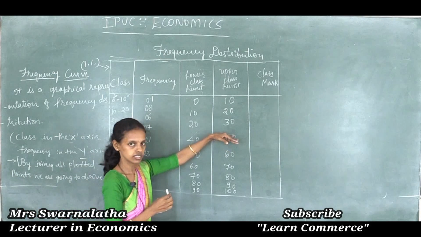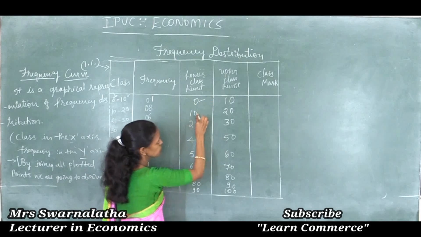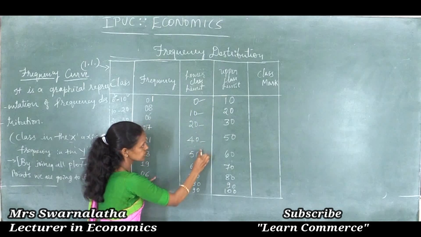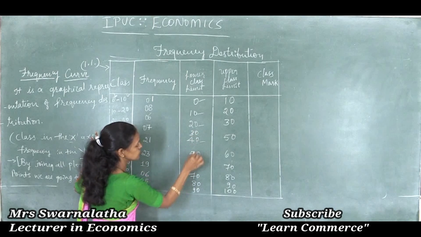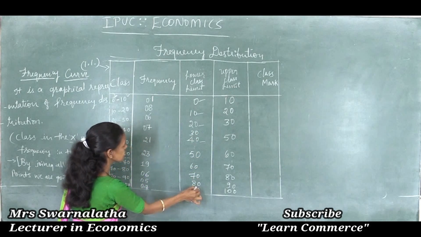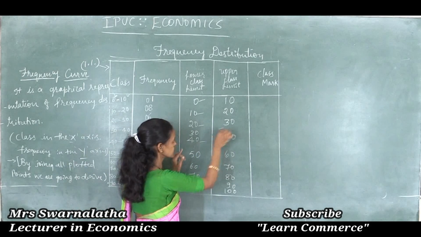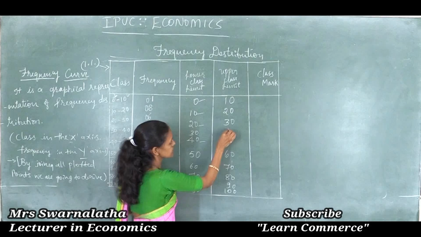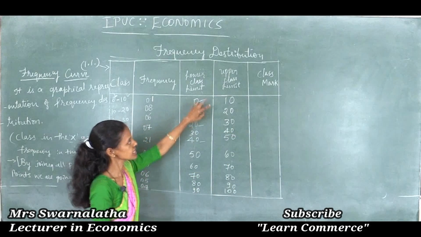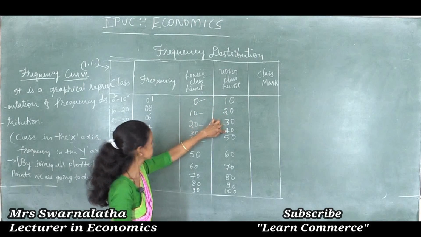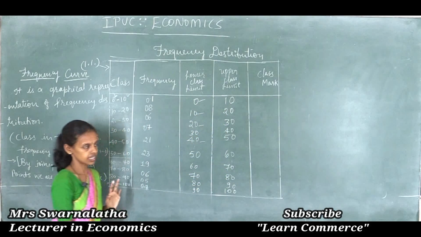See 0, 10, 20, then 30, 40, 50, 60, 70, 80, 90. So in 30 to 40, 30 is the lower class limit and 40 is the upper class limit. Same as the upper class limits: 10, 20, 30, 40, 50, 60, 70, 80, 90, 100.